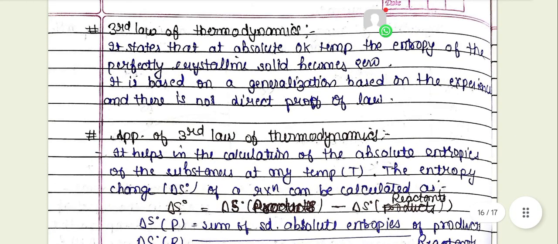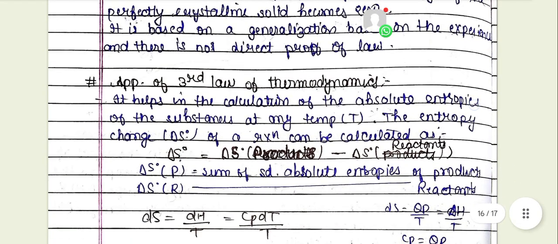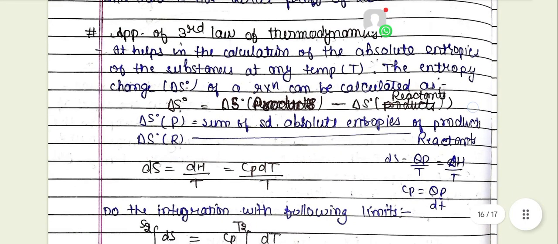Third law of thermodynamics. It states that at absolute zero Kelvin temperature, the entropy of a perfectly crystalline solid becomes zero. It is a generalization based on experience, and there is no direct proof of the law. Application of the third law of thermodynamics: it helps in the calculation of the absolute entropies of a substance at any temperature.